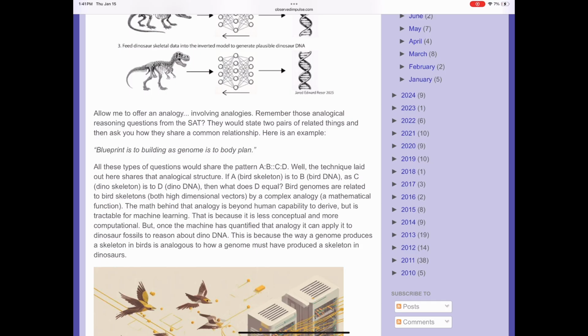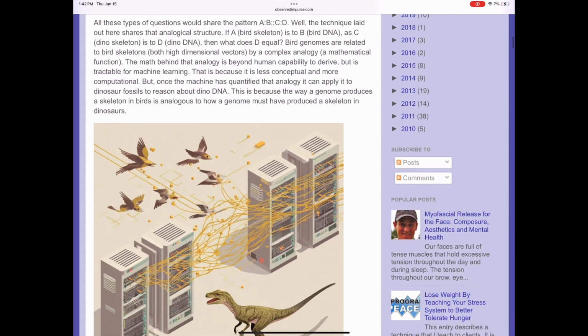Bird genomes are related to bird skeletons, both high-dimensional vectors, by a complex analogy, a mathematical function. The math behind that analogy is beyond human capability to derive, but is tractable for machine learning. That is because it's less conceptual and more computational. But once the machine has quantified that analogy, it can apply it to dinosaur fossils to reason about dinosaur DNA. This is because the way a genome produces a skeleton in birds is analogous to how a genome must have produced a skeleton in dinosaurs.